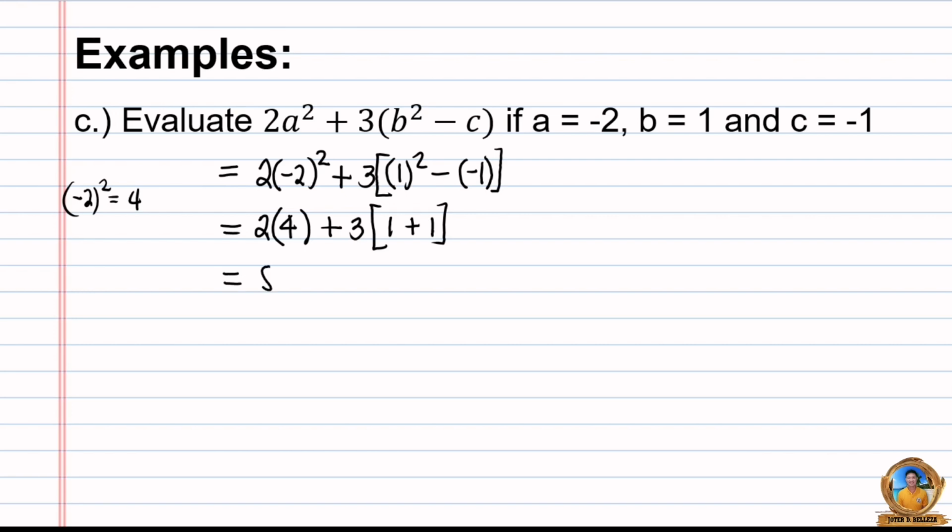2 times 4 is 8. Plus, kopyahin muna si 3. And then we have 1 plus 1 inside that grouping symbol. So, we have 2. Okay? So, simplifying, we have 8 plus 3 times 2 is 6. And finally, we have 8 plus 6 is equal to 14.